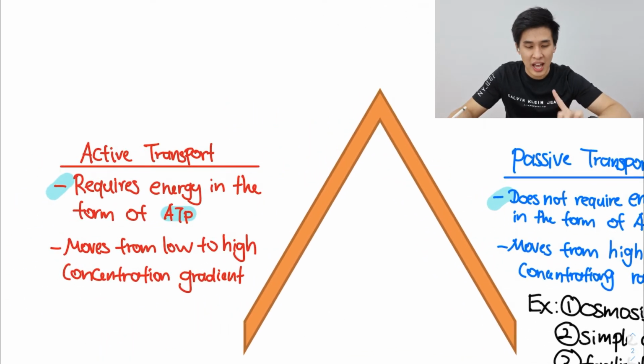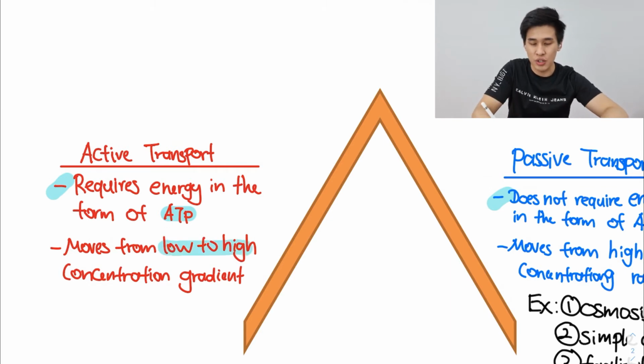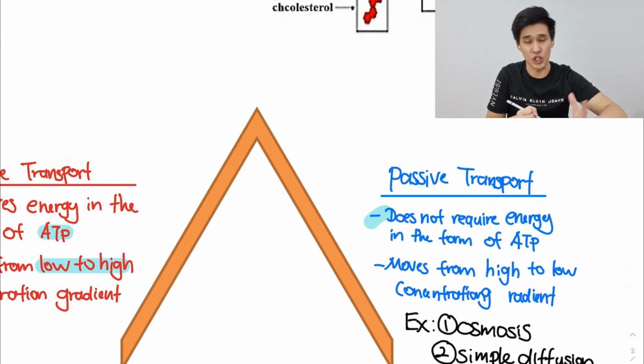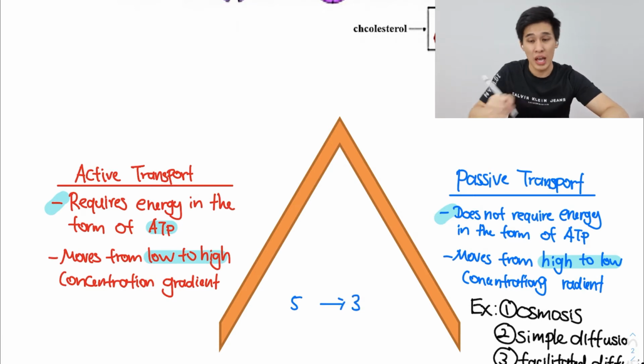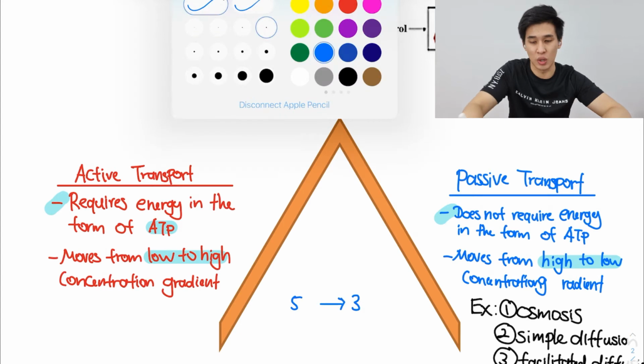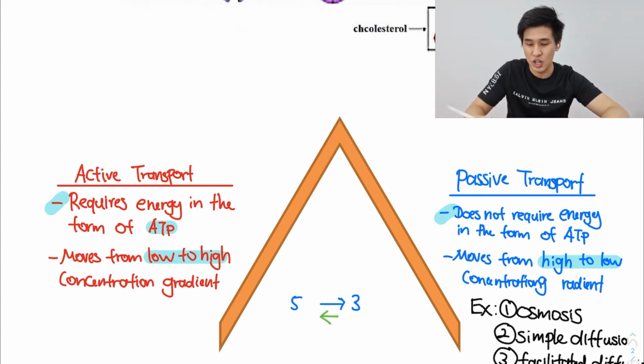Number two, active transport moves from low to high concentration gradient. Passive is the opposite. It moves from high to low concentration gradient. High to low, low to high is very simple. High to low concentration gradient is just telling you I move from more molecules to less, whereas low to high is just the opposite. I move from less to more.